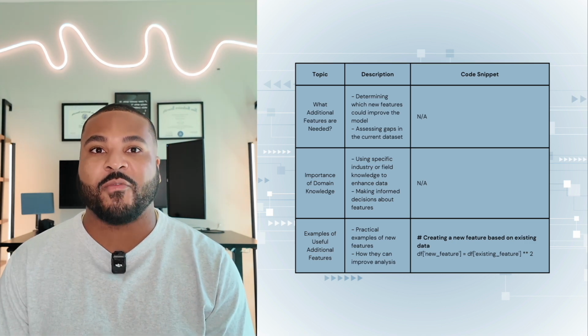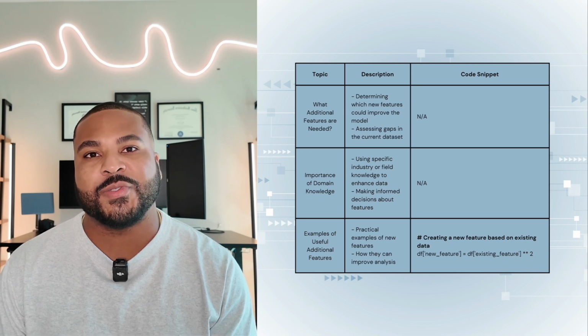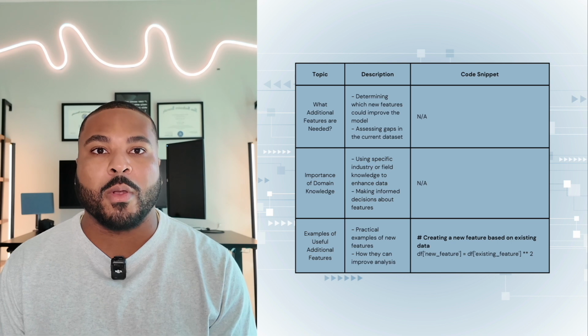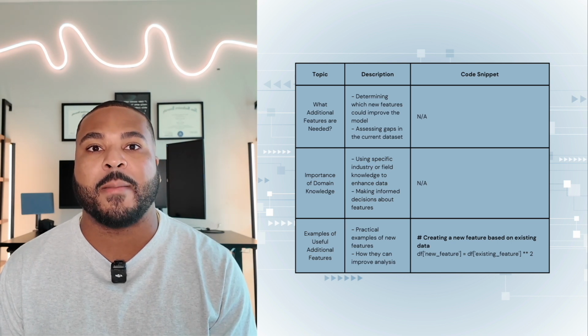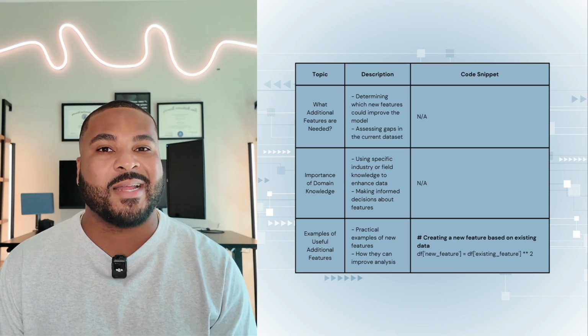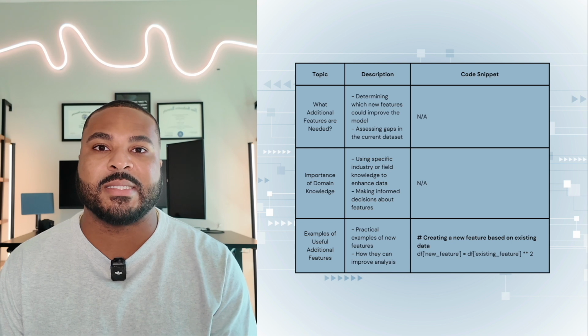So for example, if we are working with a data set containing sales data, we might find it useful to create a new feature that represents the sales growth rate, or combine several features to create a composite score that better represents customer engagement. Domain knowledge is the specific understanding of the field or industry related to the data.